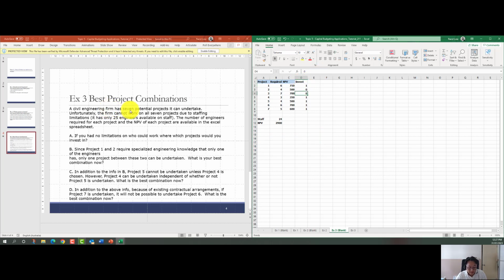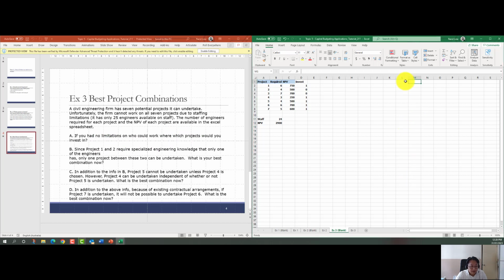A civil engineering firm has 7 potential projects it can undertake. The firm cannot work on all 7 projects due to staffing limitations, only 25 engineers available on staff. The number of engineers required per project and the NPV of each project are available in the Excel spreadsheet. So we have projects 1 to 7, required engineers, the NPV, and whether or not we should invest. The first question is, if you had no limitations, who could work where? Which projects would you invest in?